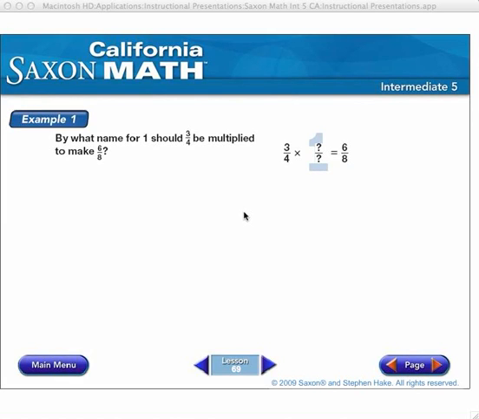Hi everybody, today we're going to be talking about lesson 69, finding equivalent fractions by multiplying by 1.